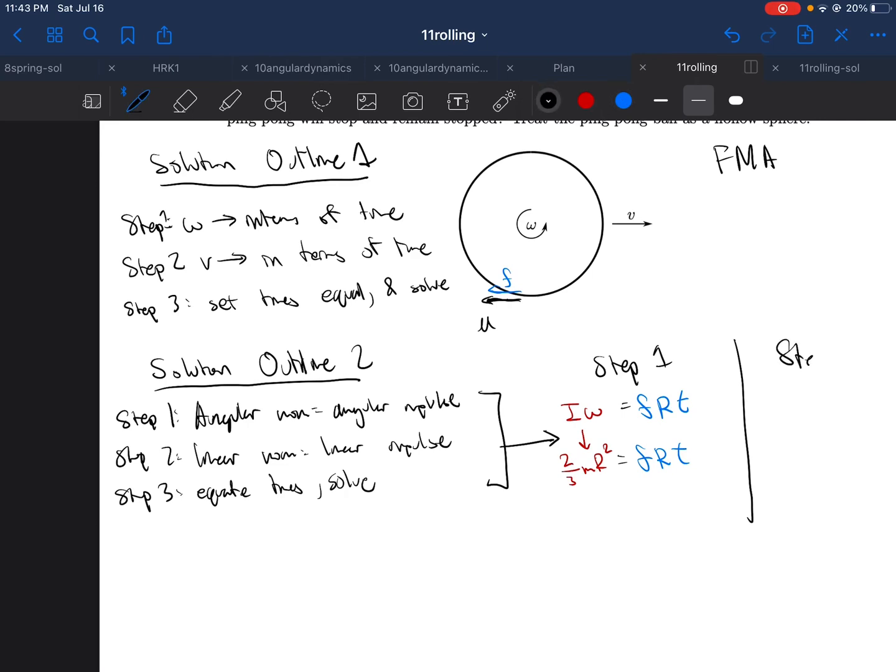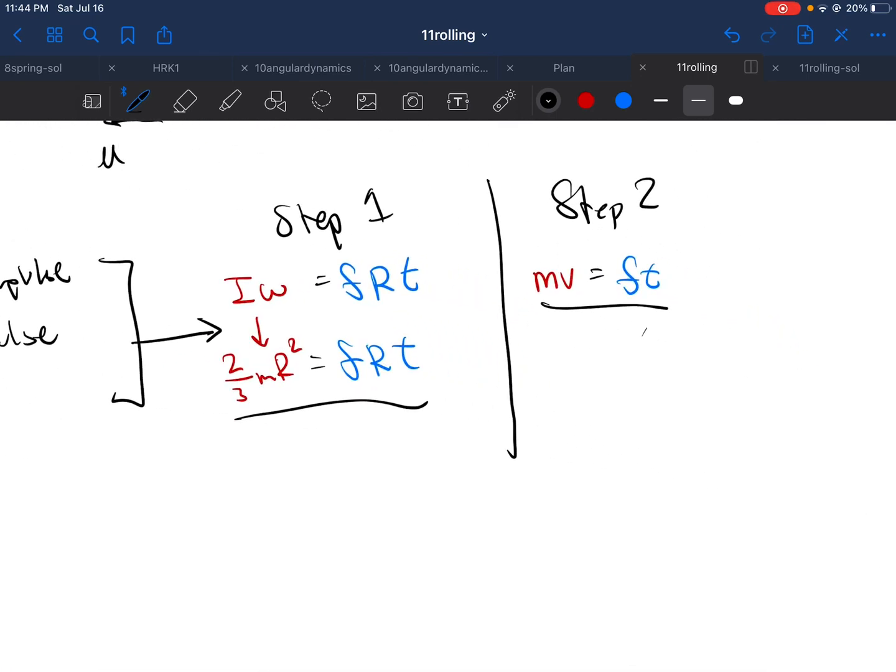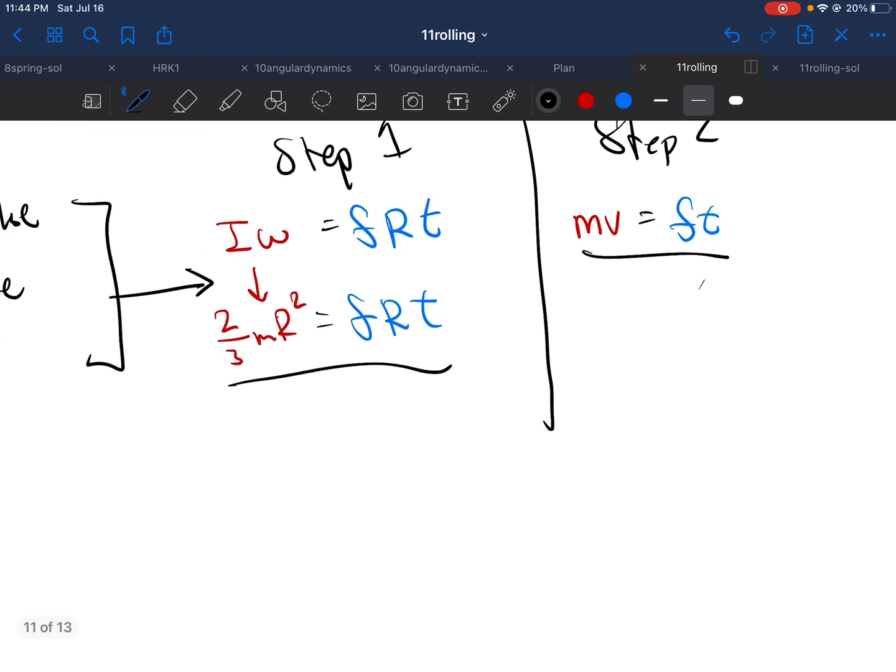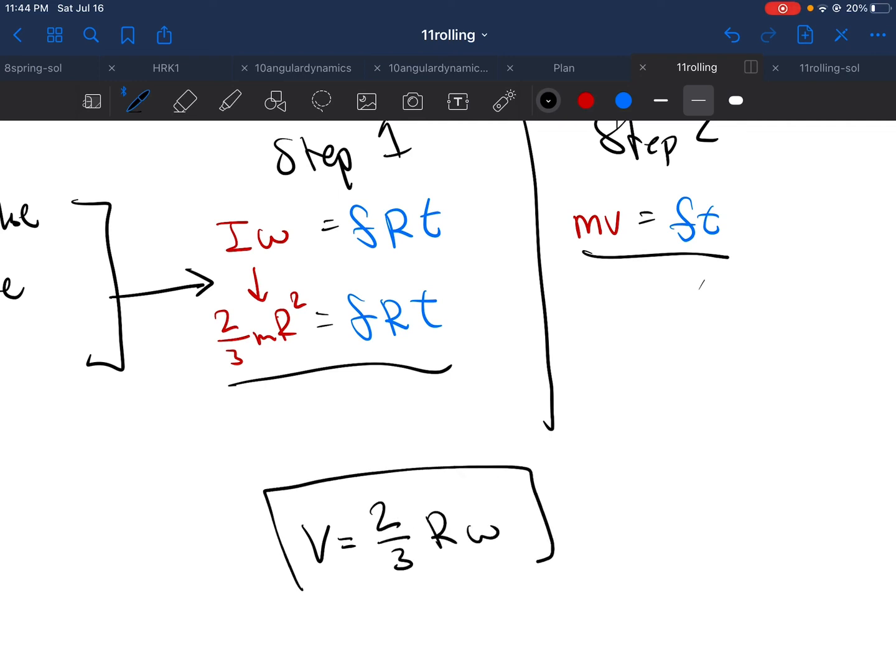Our second step is to write the same thing but linear. mv, the linear momentum, equals the linear impulse, which is just Ft. Now that we have these two equations, t is already equated since I used the same variable for both, so t is equal. We can solve and get our final answer of v equals 2/3 rw. Thank you for watching.